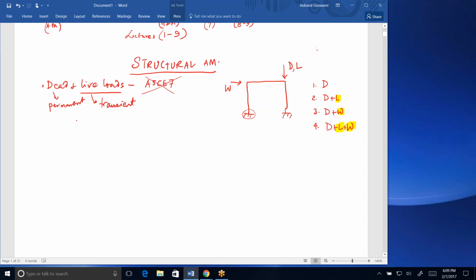It's permanent. So the question is, which ones of these, live and wind, will contribute to what you're trying to design for? Now, when it comes to the footing, it can be designed for compression, it can be designed for bearing. In other words, bearing compression.